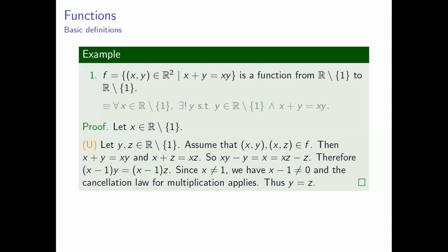Therefore, f is a function from the set of all real numbers not equal to 1 to the set of all real numbers not equal to 1.